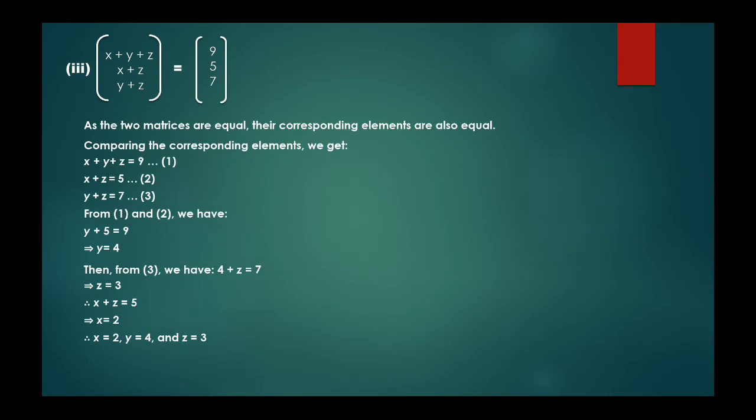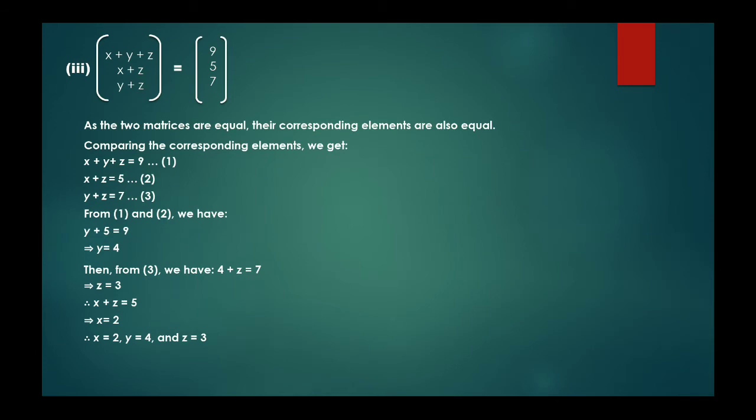[x plus y plus z; x plus z; y plus z] is equal to [9; 5; 7]. The same way, this is also in the form of an equation which we need to solve. When we compare the two matrices, their corresponding elements are also equal. So x plus y plus z is 9, x plus z is 5, y plus z is 7. Let's number the equations. We'll solve 1 and 2, so we get y plus 5 is equal to 9. When you put 5 on the other side, we get y is equal to 4.